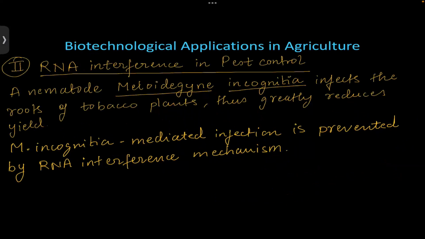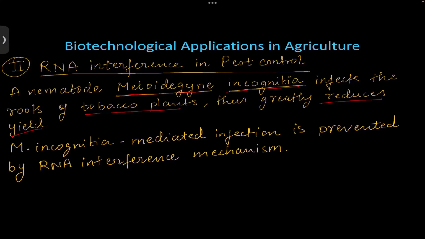So how is this important to us in creating crop varieties which are themselves resistant to pests? Let us understand. There is a nematode called Meloidogyne incognita, or M. incognita. This nematode is known to infect the roots of tobacco plants, because of which the tobacco plant is not able to produce sufficient yield, meaning its yield is reduced. So the farmers are very worried about it, right? So we have to do something about it.